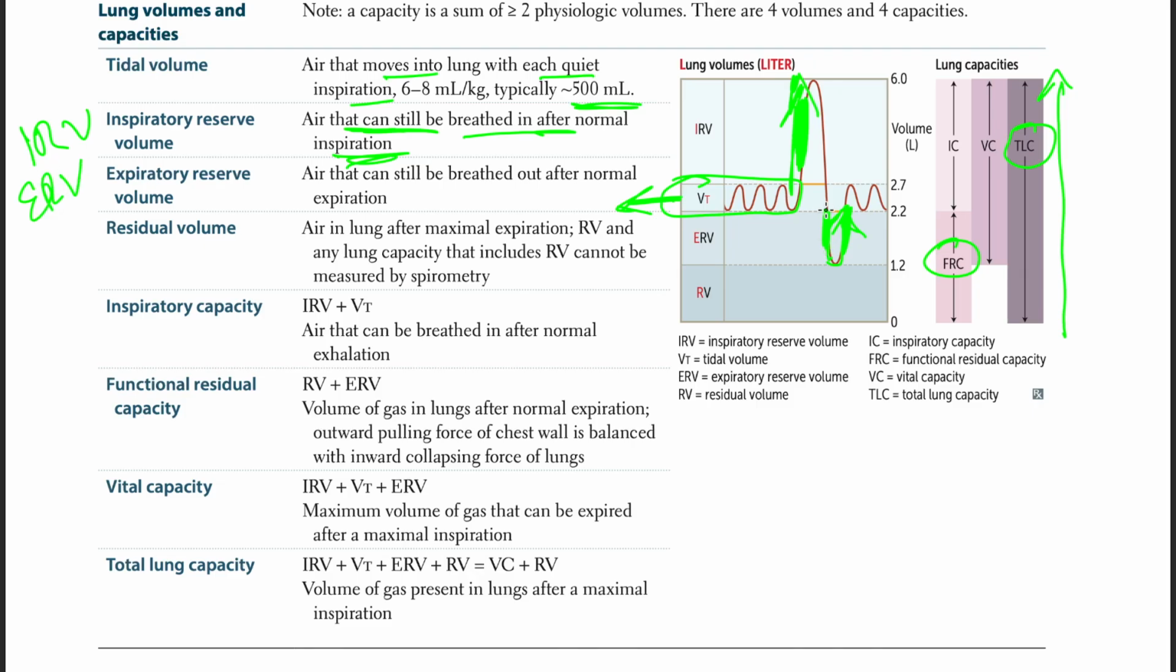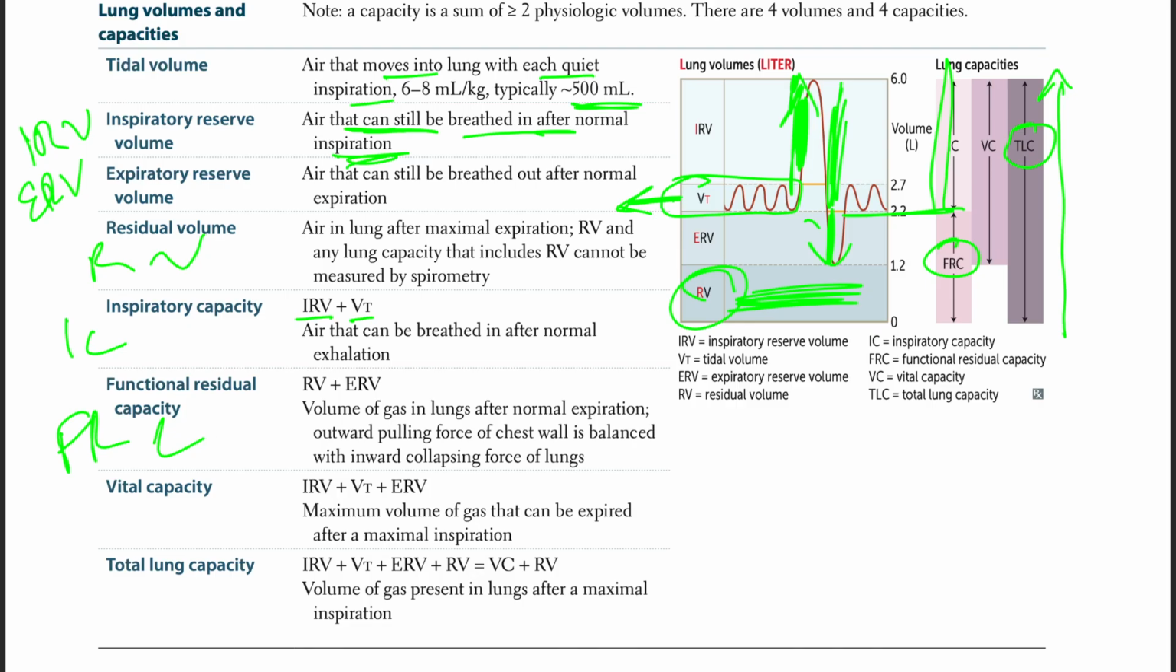ERV is what you can still breathe out after your normal breathing. It's right here. And then you have the residual volume, right here, which you cannot breathe out even if you maximally expire from the lung. That is called residual volume. Inspiratory capacity is your IRV plus VT, meaning whatever you can breathe into the lung. So all of this, if you look here, is your inspiratory capacity. FRC we already talked about, but again it's your ERV plus RV.